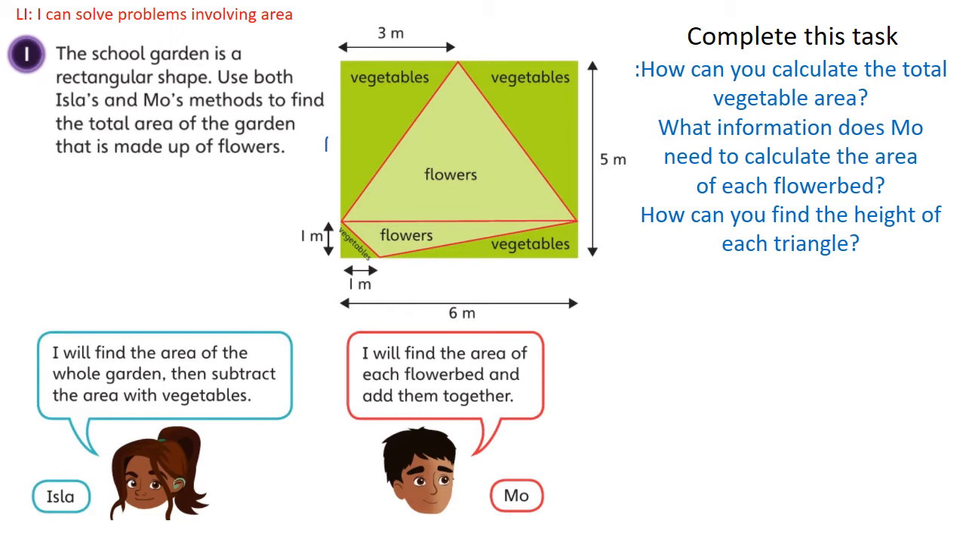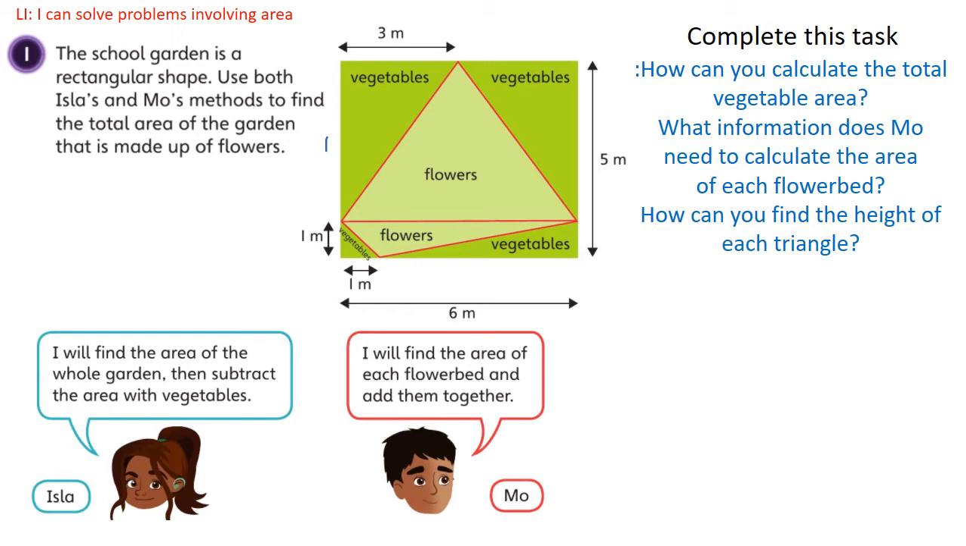So Euler thinks, I will find the area of the whole garden, then subtract the area of the vegetables. Whereas Moh is saying, I will find the area of each flower bed and add them together. So let's go through both methods, and then you can decide which one you think is the best to use. So how are we going to calculate the total area of the vegetable gardens?